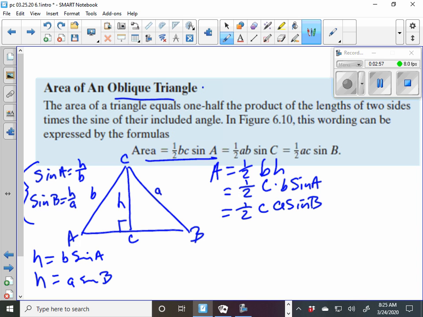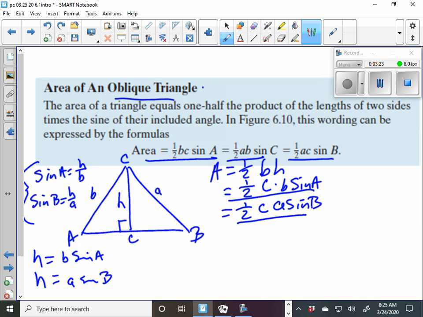This one says 1/2 BC sine A. That's exactly what we have here. This one says 1/2 AB sine C, which we didn't come up with. This one says 1/2 AC sine B. Notice 1/2 CA sine B, same thing. We could rearrange this and still come up with this.